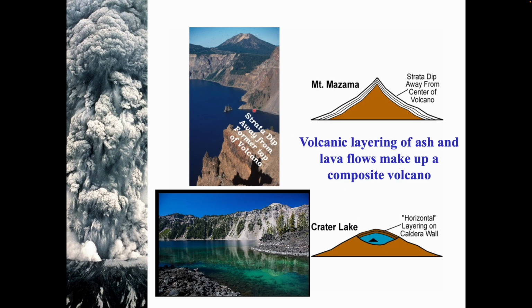We can see the strata, the lava flows that have built up Mount Mazama, dipping away from the center of the volcano, as we can see here on the right in this cartoon version. They are tilting away from the old summit of the volcano. So we now get what looks like horizontal layering on the caldera wall, but that is really because these lava flows are tilting away from us and we are looking at them end on. So they look horizontal, but they are in fact tilting away from the center of the volcano.